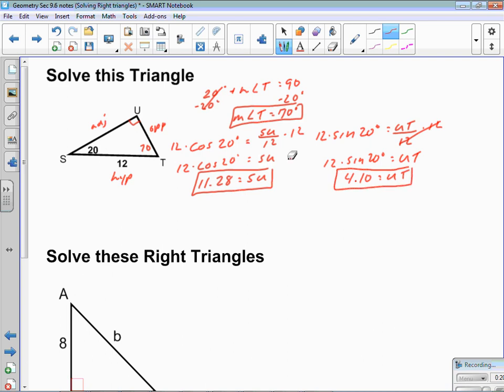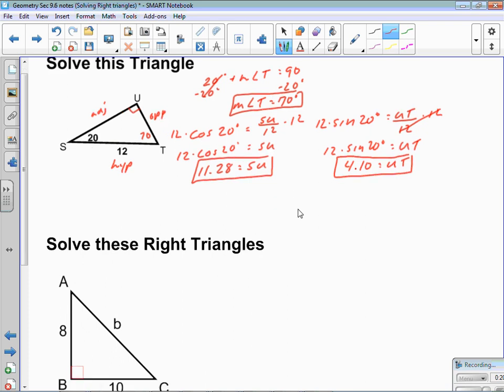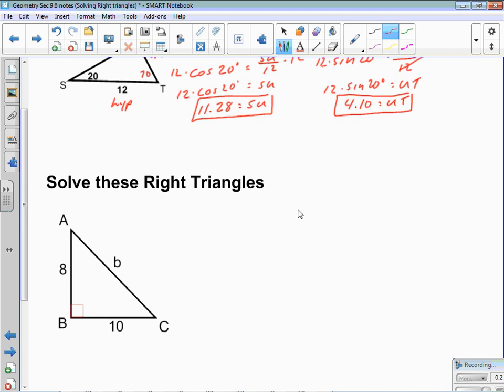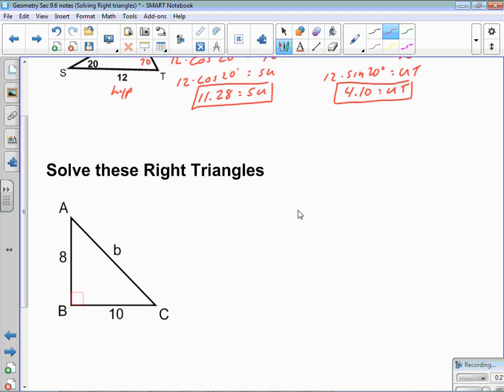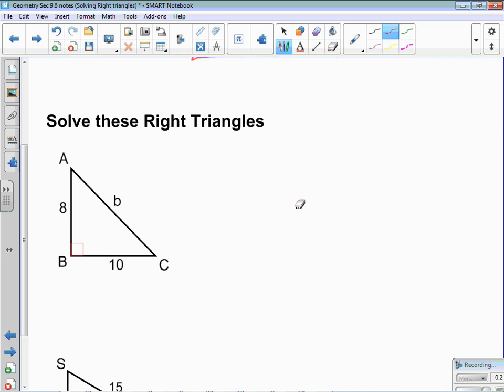All right, so now we've solved the triangle. We've got all three parts that we're missing figured out. So all six parts are accounted for. All right, so another triangle to solve. This time, they're giving us two sides. So we've got to find both of the acute angles and the hypotenuse.